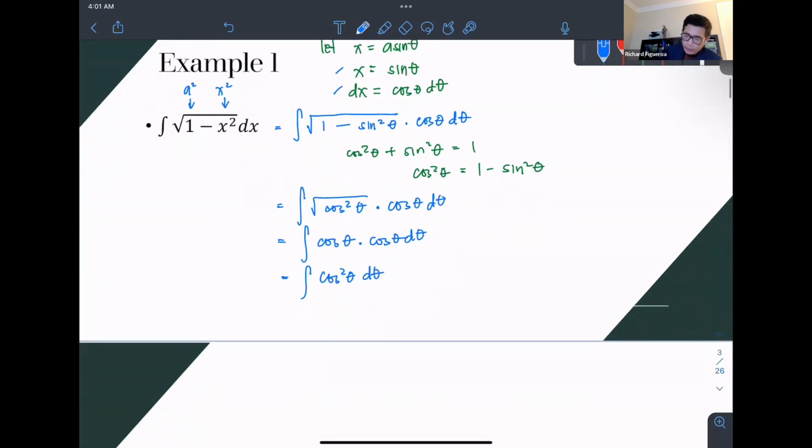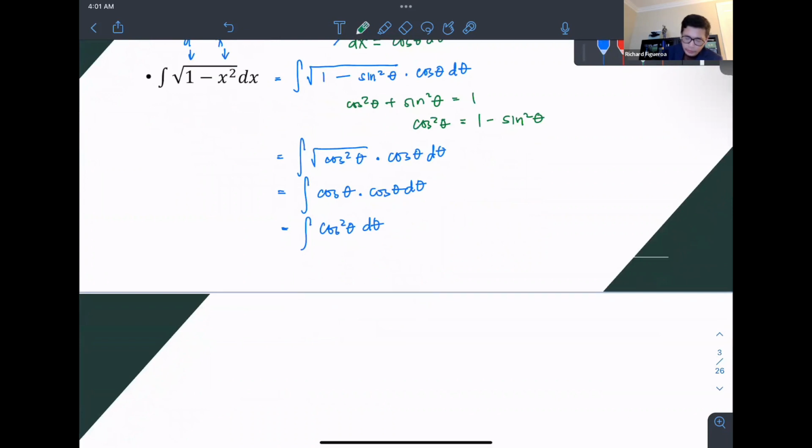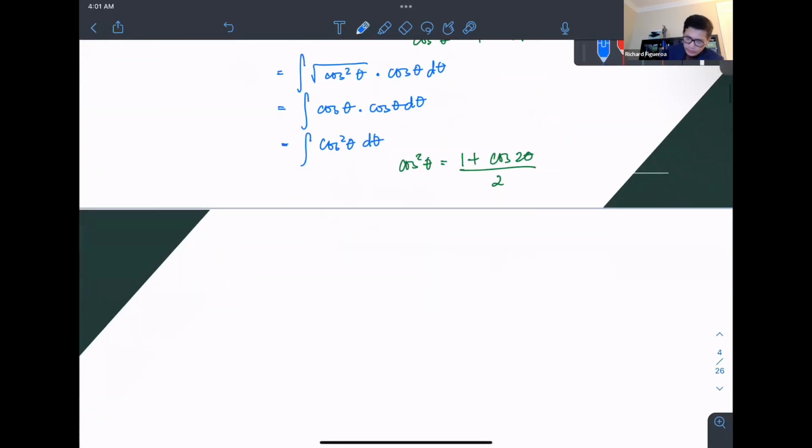The identity that we will be using for cosine squared theta is 1 plus cosine 2 theta all over 2. So this integral is 1 plus cosine 2 theta all over 2 d theta. We separate the two, so this is the same as 1/2 the integral of d theta, plus 1/2 the integral of cosine 2 theta d theta.